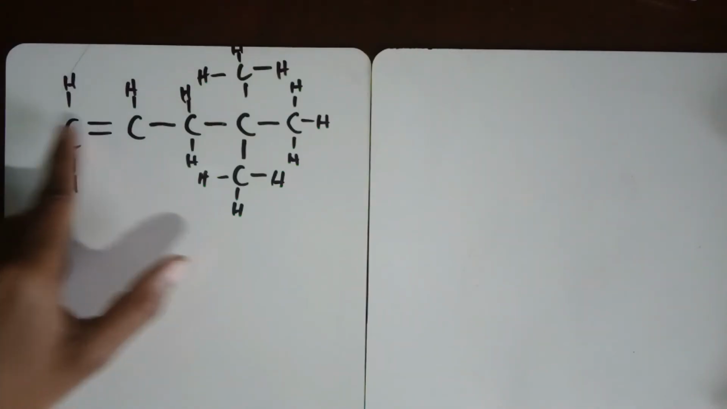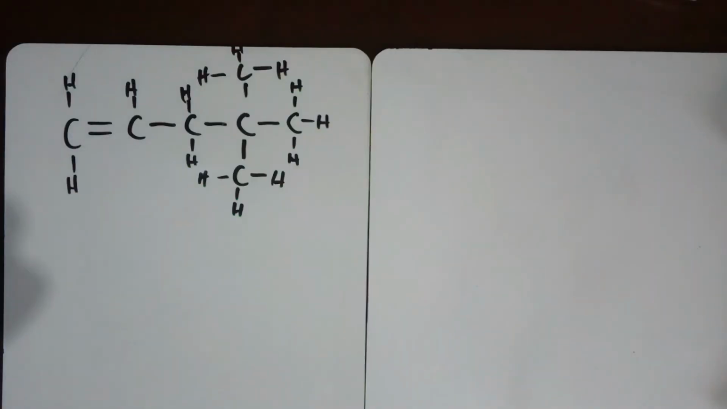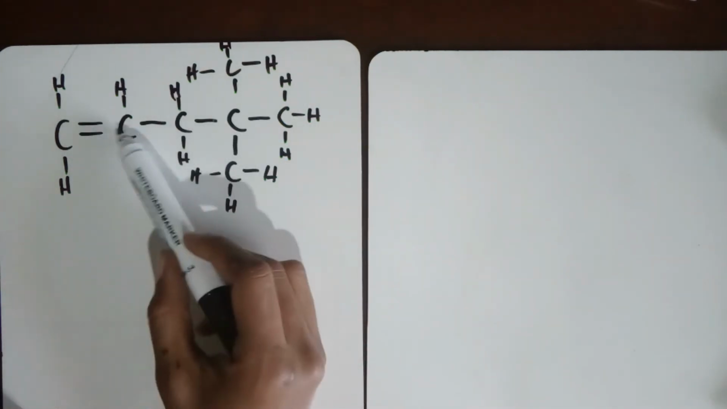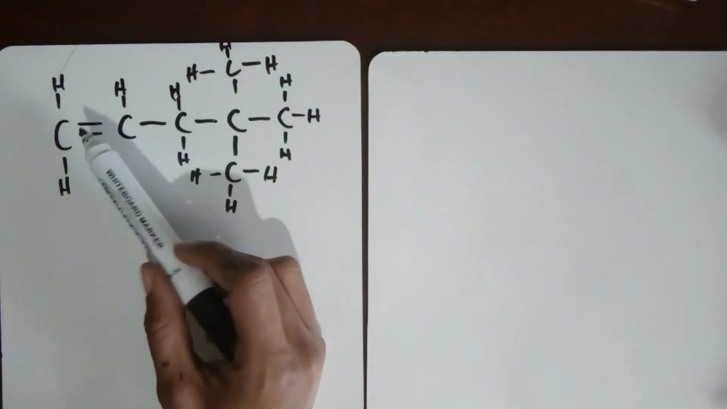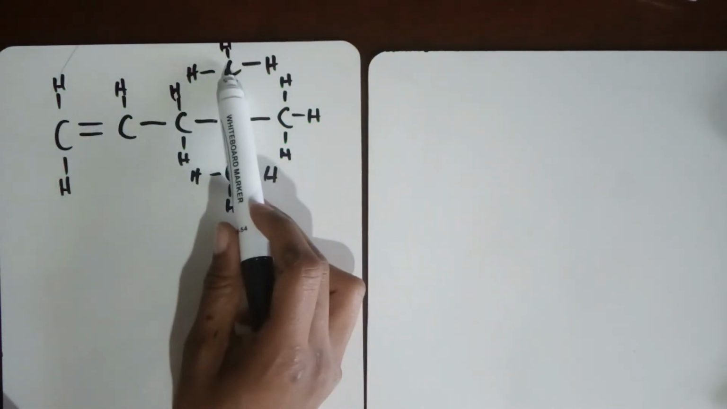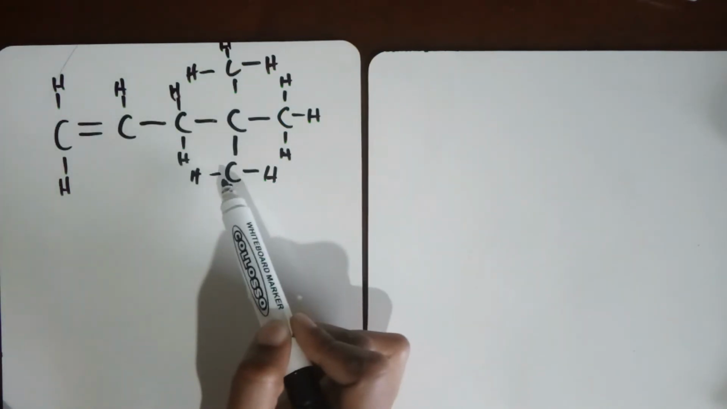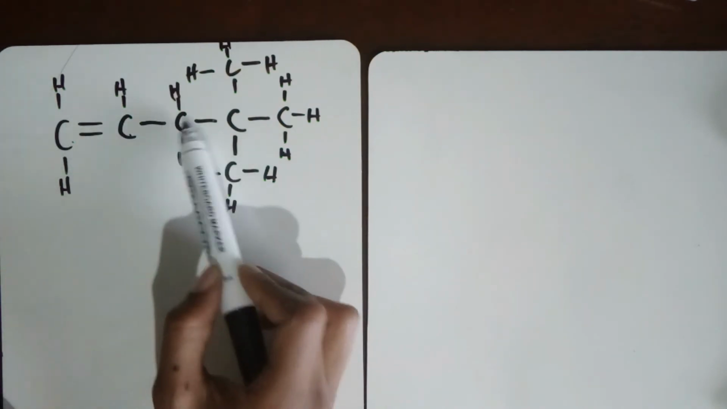You see in the main chain we have 1, 2, 3, 4, 5 carbons. The main chain is always the chain with the longest number of carbon atoms, and it also contains the functional group. So we have 1, 2, 3, 4, 5. It doesn't really matter, or you can say 1, 2, 3, 4, 5. You see that? So it still doesn't matter. But then let us select this chain as 1, 2. The longest chain is this one.